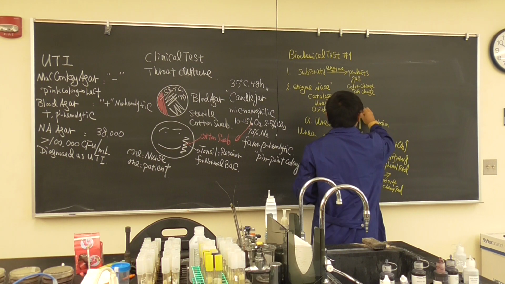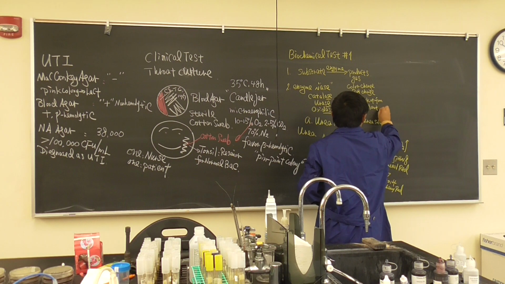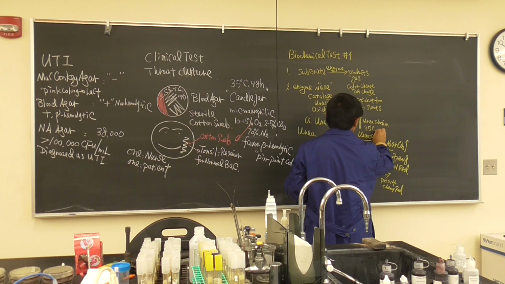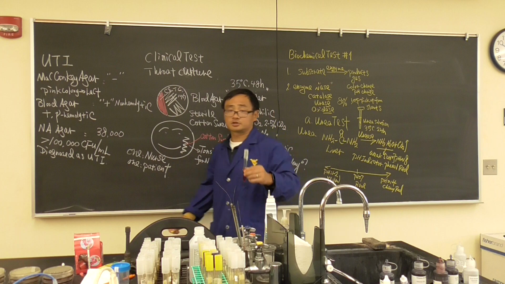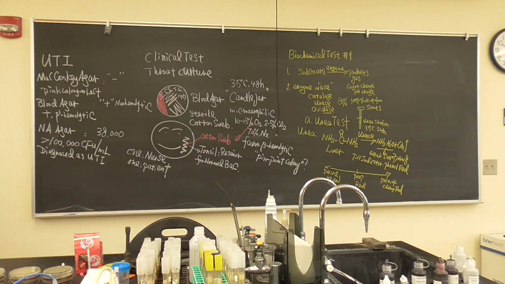You're going to use a loop. Pick from slants, and then this urea solution, incubate at 35 degrees Celsius for 24 hours. We want to see the color change. So it's very simple, okay? That's a simple test. Okay, next test.